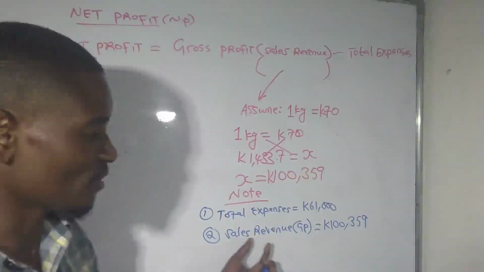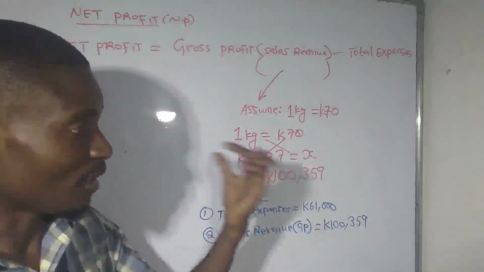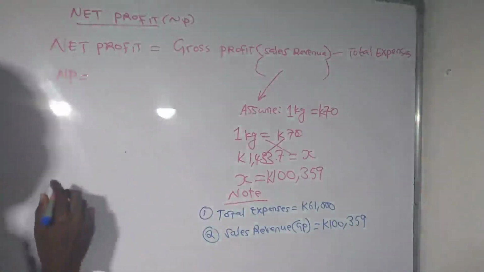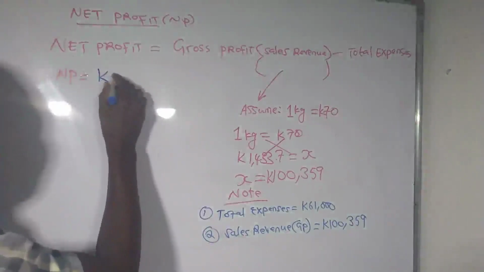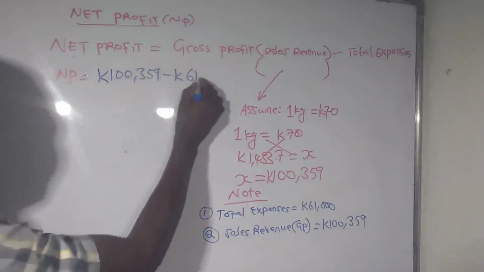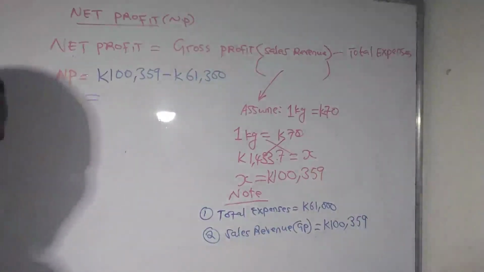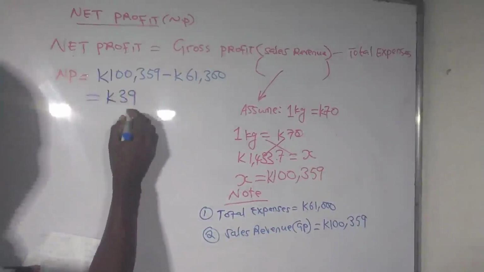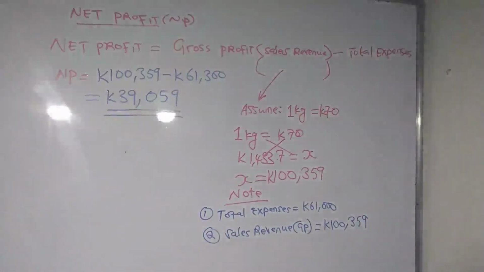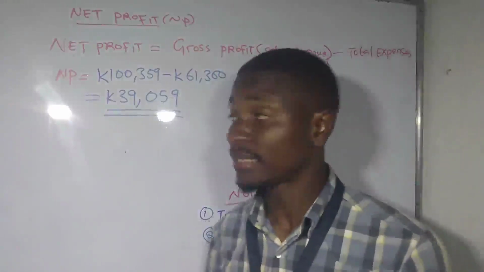The other important fact is that if the answer that you get is negative, then just know that you have made a loss. If your answer is positive, we have made a profit. So the gross profit is 100 minus that. Once we do that, we are going to get 39. So that is how you do profitability calculation in fish farming.